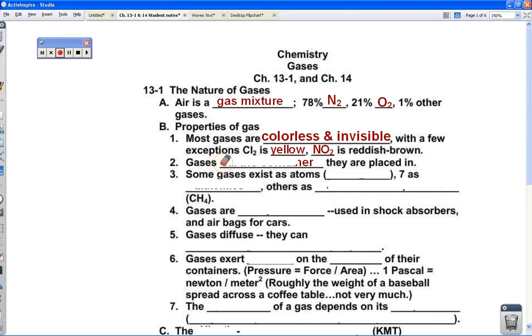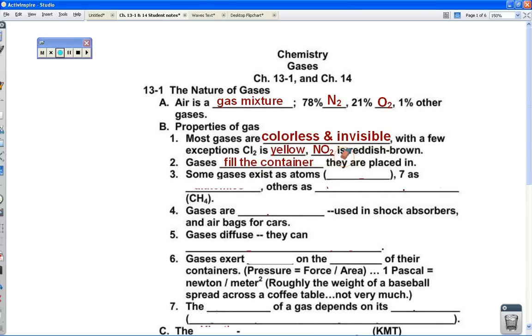There are some other properties. Gases fill the container that they're placed in. Completely fill it. So if you have a closed container, it completely fills the closed container. As opposed to liquid, where liquid will take the shape of the container, gases will actually fill the whole thing. All right? Some gases exist as single atoms. Which gases exist as single atoms? Yes, they are monatomic. Good.